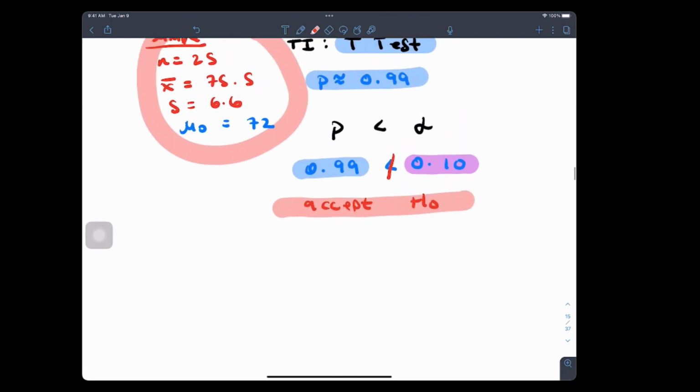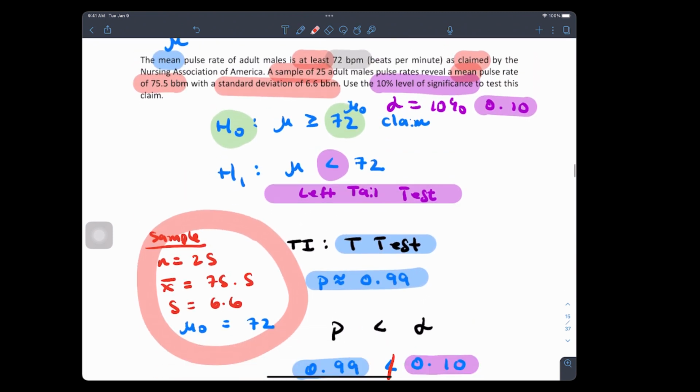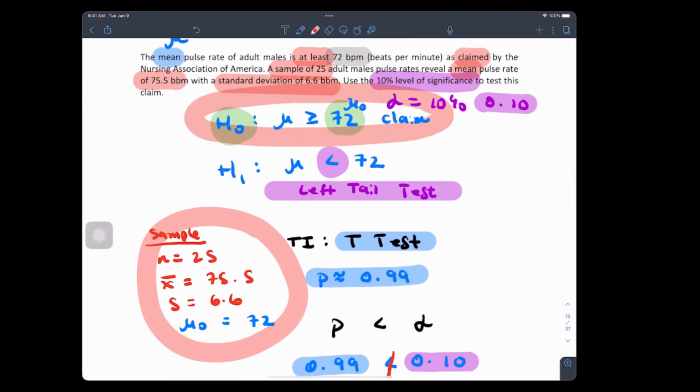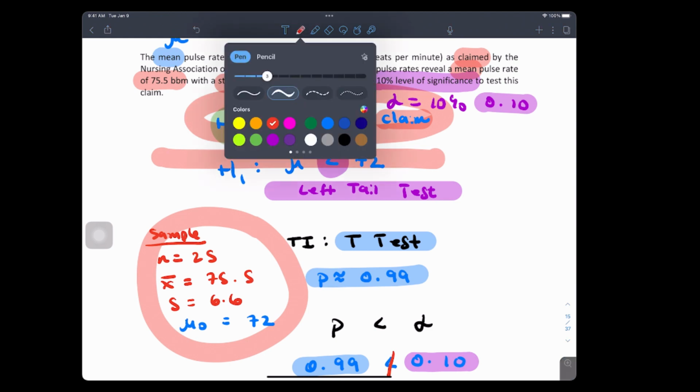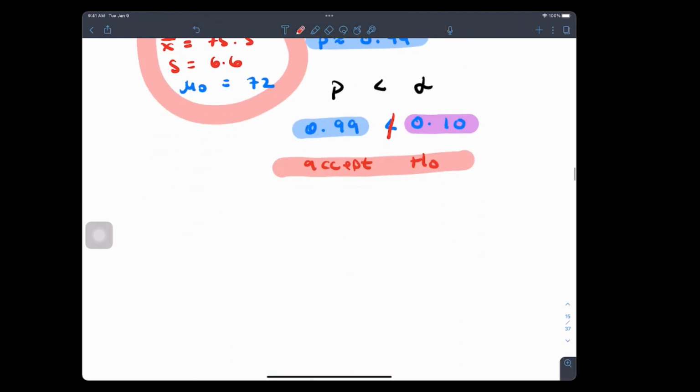Okay, you guys see that there? Accept the null. Now, if we're accepting the null, we're getting rid of the alternate. What does the null happen to be? The claim. So what's our conclusion going to be? Sample supports the claim.